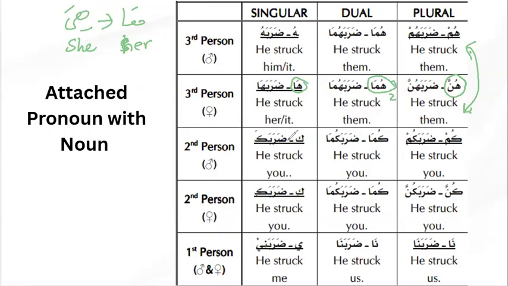Okay. Then ka. Ka means you. Ki means you, but ka is for masculine you and ki is for feminine you. So darabaka, he struck you. Darabaki, he struck you. Both meanings exactly the same, but the difference is of gender. Darabakuma, he struck you two. Darabakum, he struck you all men. Darabakunna, he struck you all females. Okay? Are we clear?